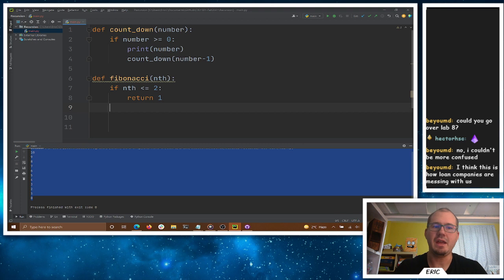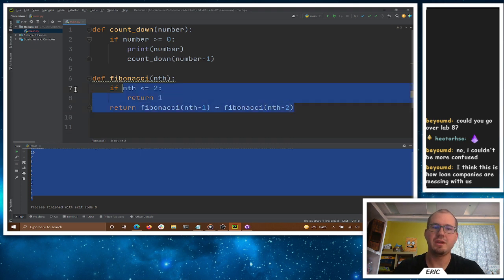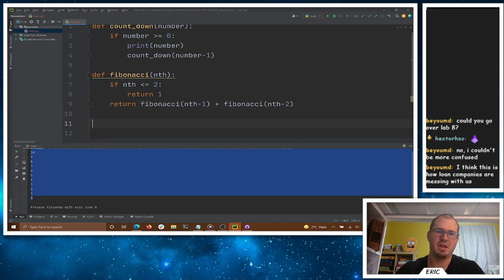If it's not that, what I'm going to do is return Fibonacci of nth minus 1 plus Fibonacci of nth minus 2. That's it. We've now solved the Fibonacci equation. We've done it in code. Now, there's actually a problem with this one, and we'll get to that in a second.